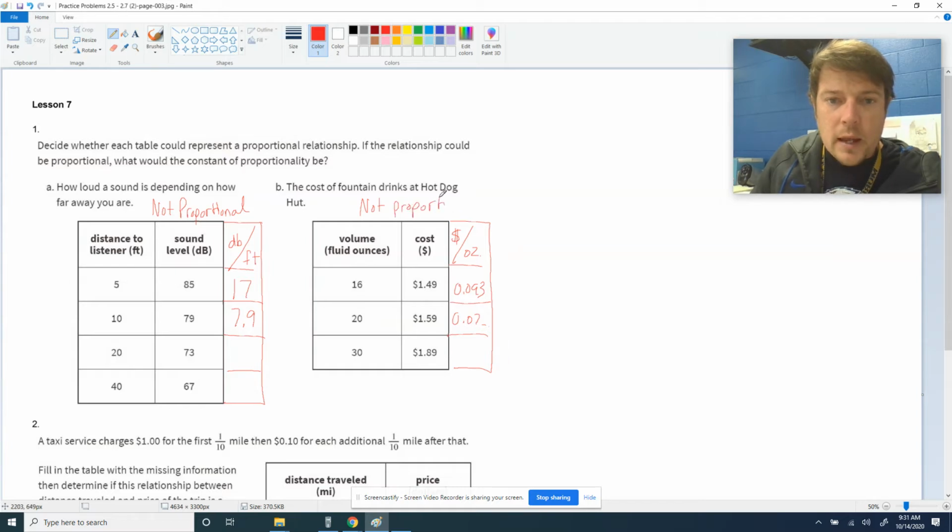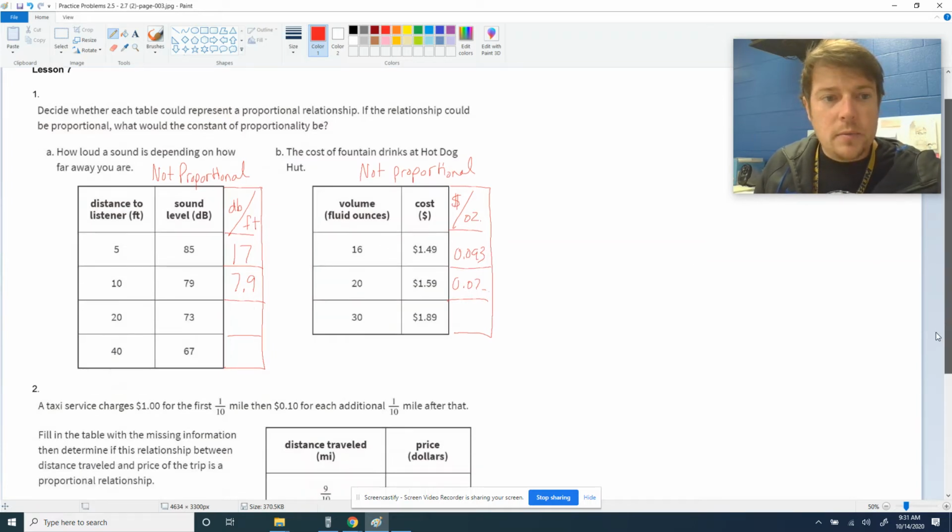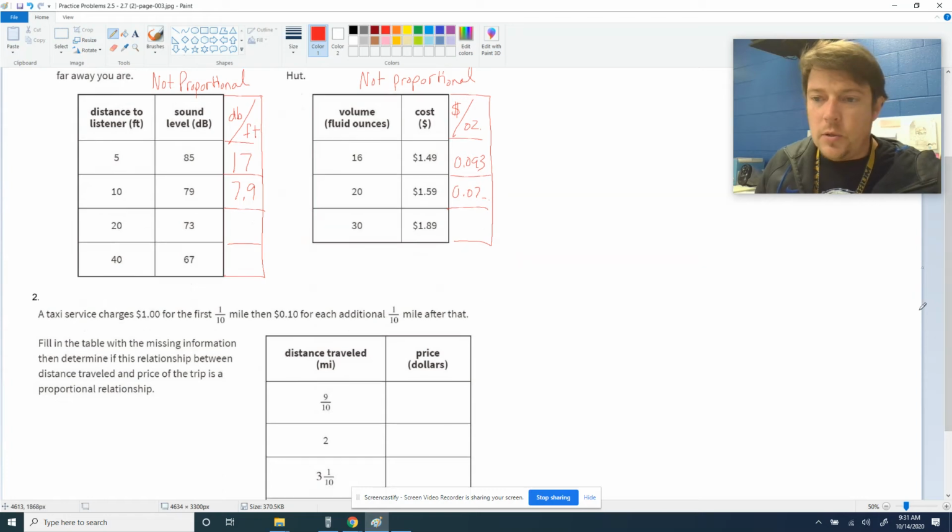Just because there's a pattern in the table, like this is going up 10 cents and this one went up 30 cents. Okay, just because there's a pattern of how things are growing doesn't necessarily mean that it's proportional. We got to check it by testing all of the ratios of the two quantities. All right, so let's go on to number 2.